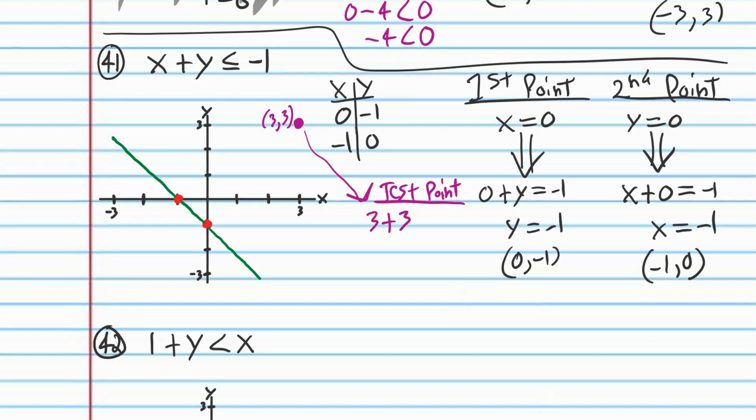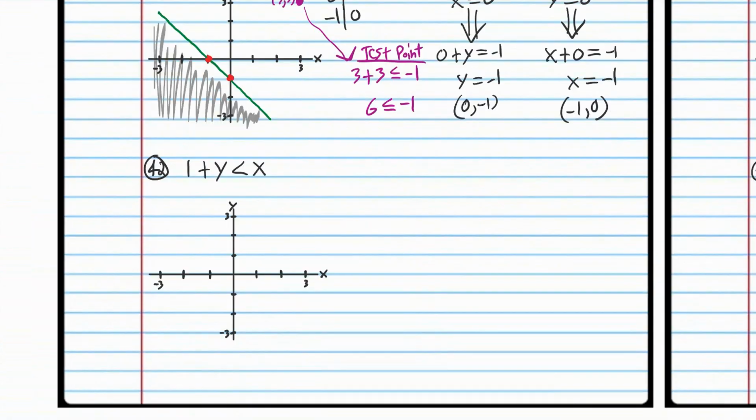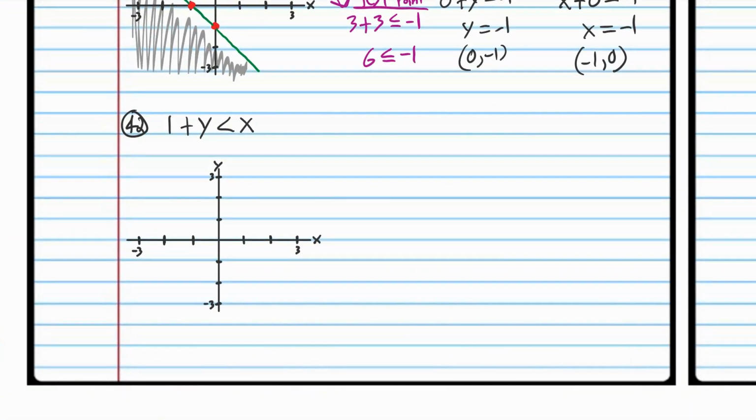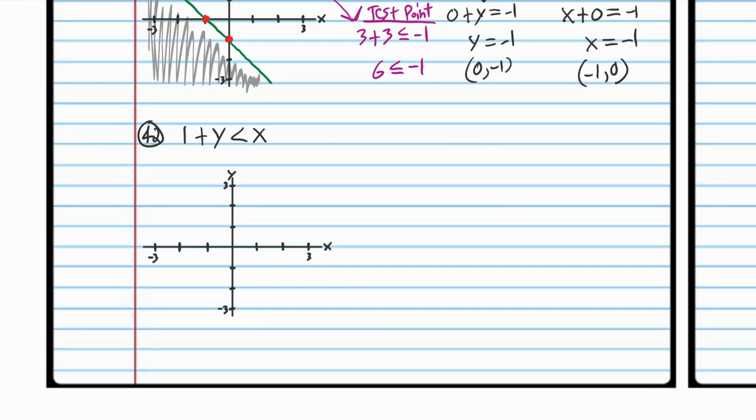So 3 plus 3 is less than or equal to -1. I just plugged in 3 for x and y. So now we get 6 is less than or equal to -1. So is it true that 6 is less than or equal to -1? That's not correct. So because it's not correct, you're going to shade in this region over here. And that's your answer. The graph is your answer. All right. So let's try number 42. Go and attempt that one, and when you come back, we'll do it together.